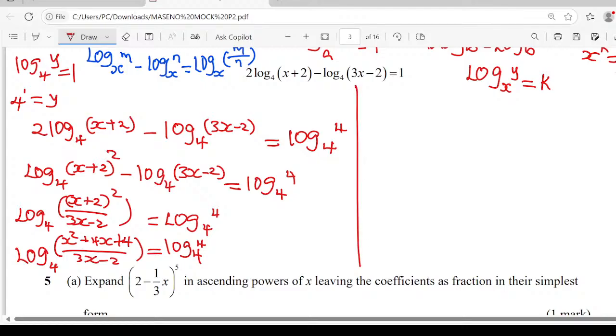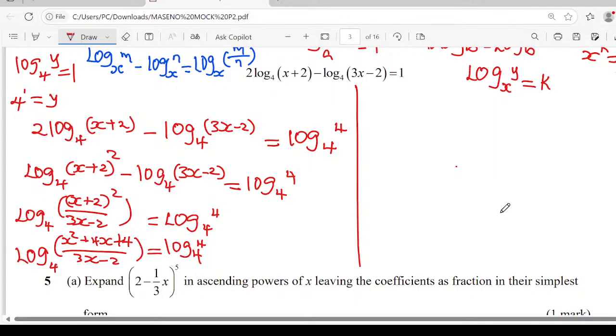Now, because we have the same logs, we drop the logs and proceed with the powers. There is a rule that says if the bases of your logarithms are equal, the powers should also be equal. Remember, dear learners, in mathematics we never cancel the logs. We don't cancel logs. There is no rule like that.